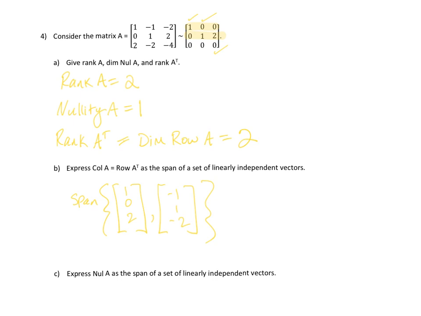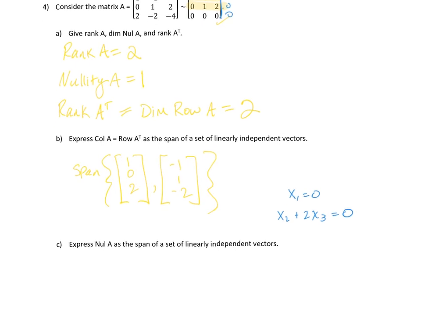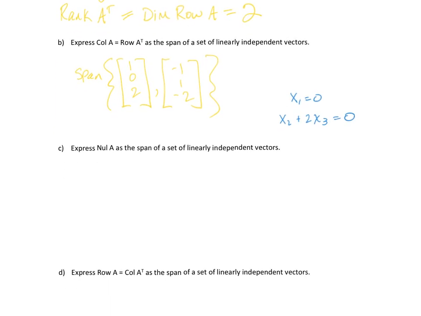So imagine augmenting this with 0, 0, 0. Write out what these things say. This says x1 is 0, x2 plus 2x3 is 0. And then I'm going to translate that to parametric vector form. First, I have to solve for the pivot variables, or the basic variables. So I already have x1 equals 0 and x2 equals -2x3. So null A is the set of all x's that are solutions to this equation.